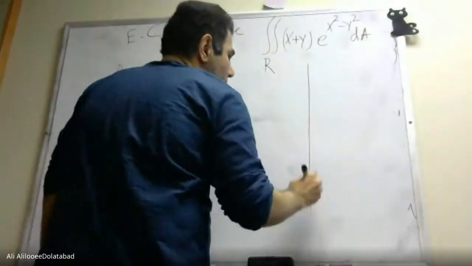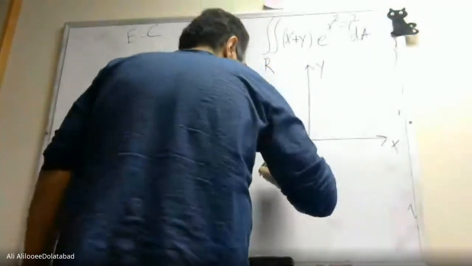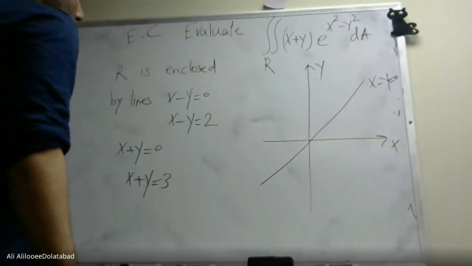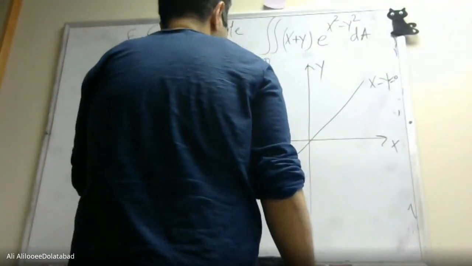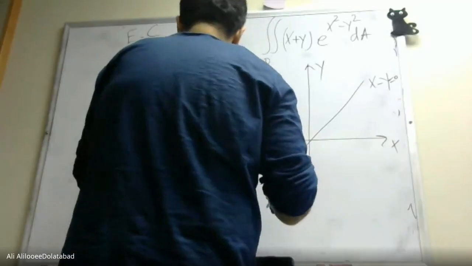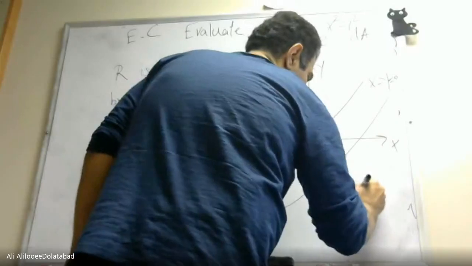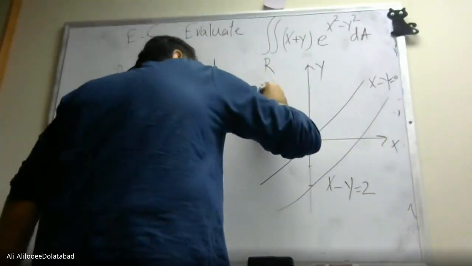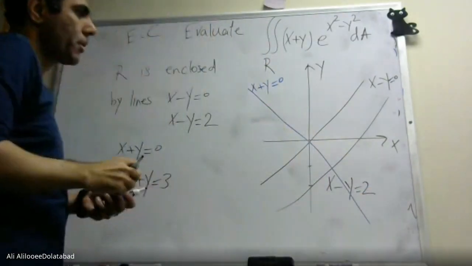Actually, here we have this region. This is x, this is y. X minus y equals 0 is this line. We have x minus y equal 2. Then if we set x equals 0, y is negative 2. This is x minus y equal 2. We have x plus y equals 0. This is x plus y equals 0.